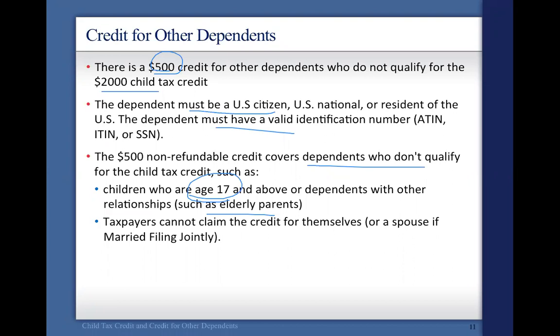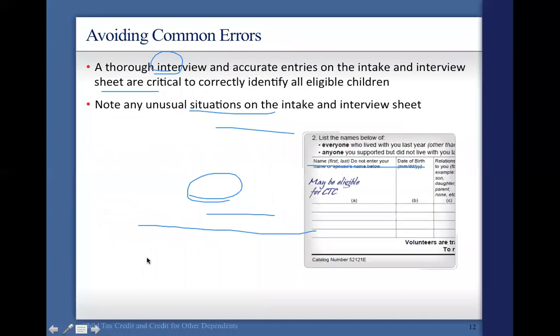So we talked about this child tax credit, where they have to be under the age of 17. For the credit for other dependents, you can have somebody that is over 17, but it just falls into a different bucket. Notice that you cannot claim the credit for yourself or for your spouse. As needy as your spouse is, and as much as you take care of them, unfortunately you cannot take that.